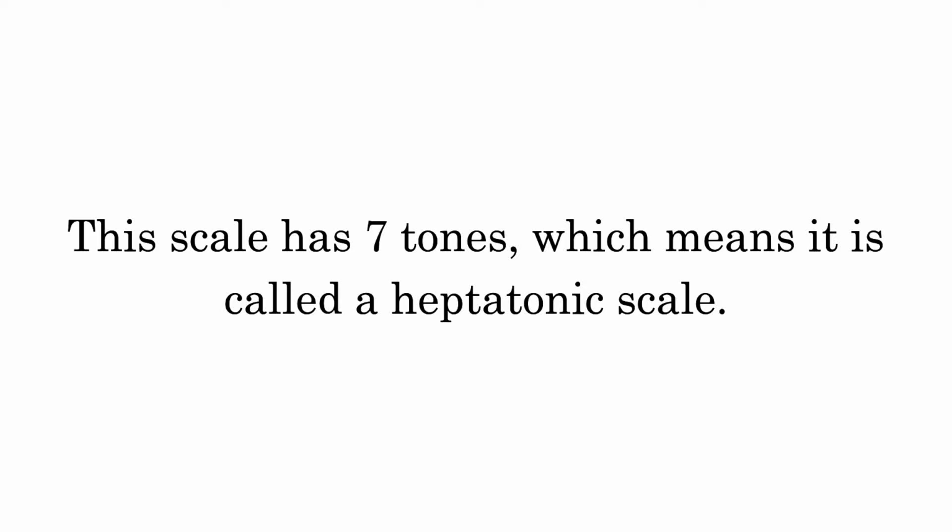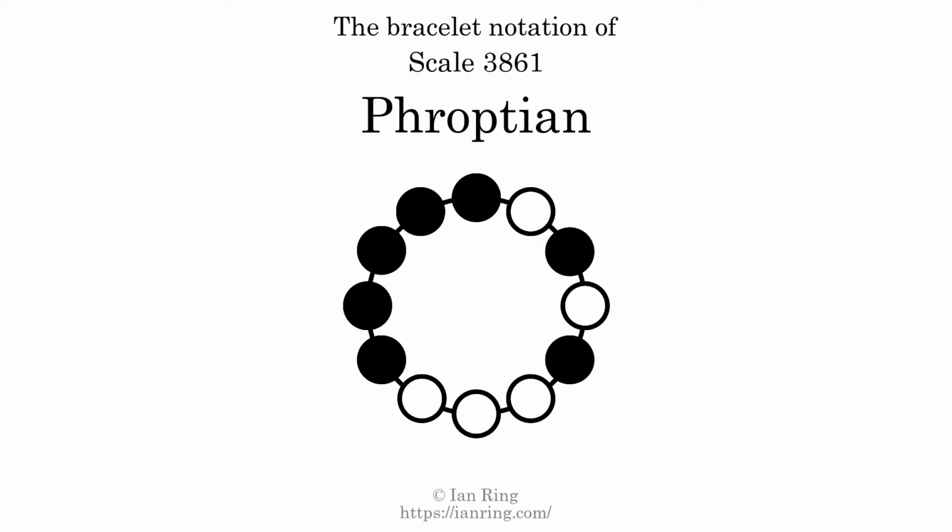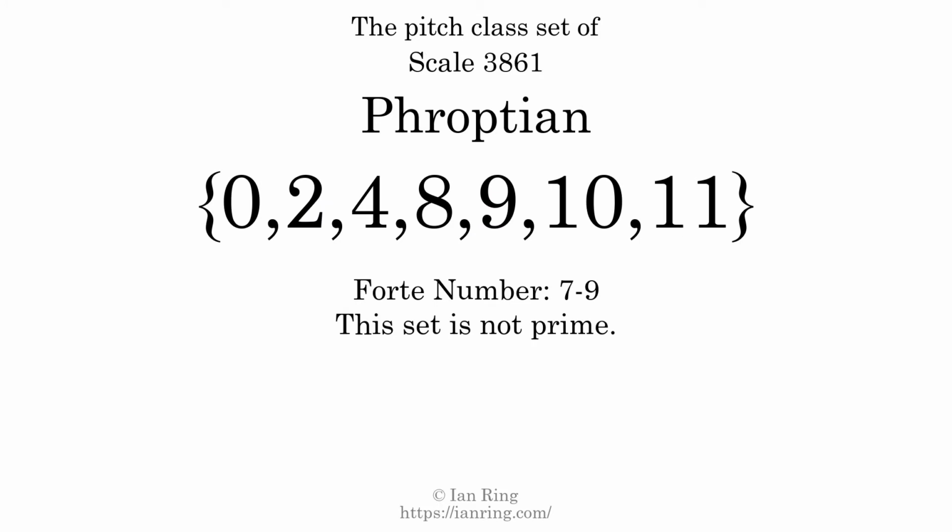This scale has 7 tones, which means it is called a heptatonic scale. This is a bracelet notation diagram of scale 3861. The shaded circles represent tones that appear in the scale, and they are read clockwise, starting at the top. The pitch class set for this scale is 0, 2, 4, 8, 9, 10, 11. The fault class is 7, 9. This set is not prime.